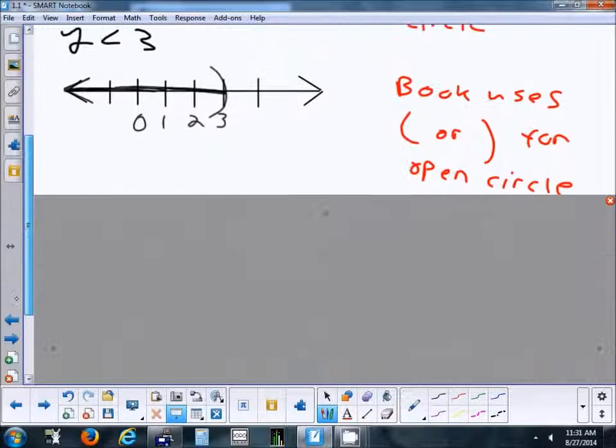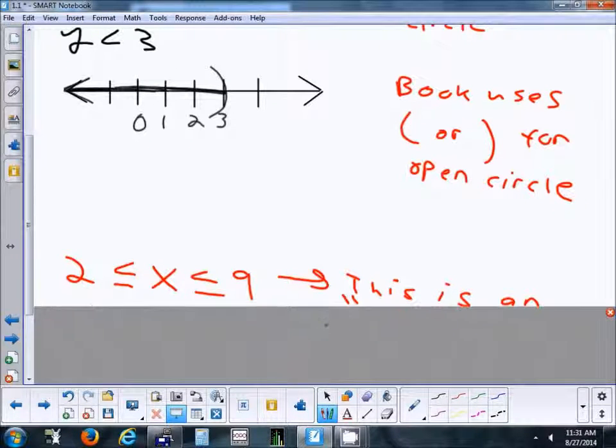Okay. Sometimes we see a couple inequalities in the same kind of expression here. Does anybody know what this is called? 2 is less than or equal to x, which is less than or equal to 9. Do you remember what that is?